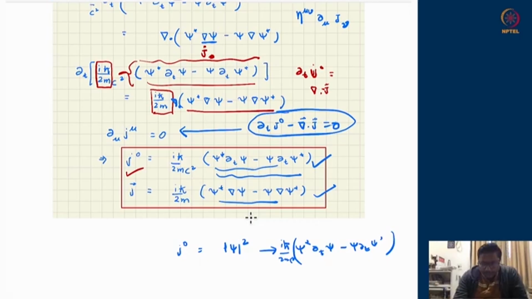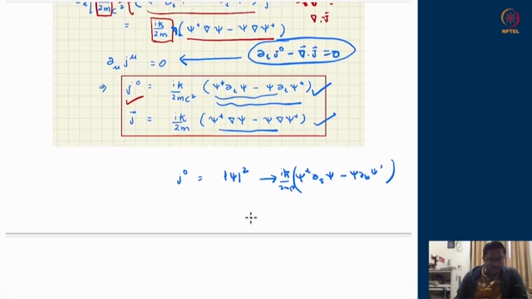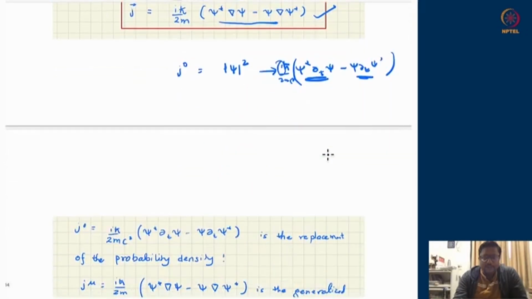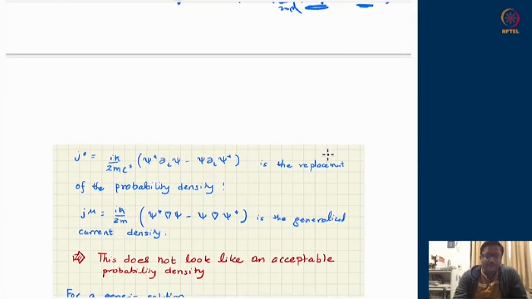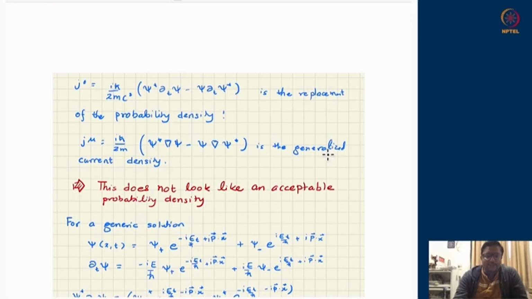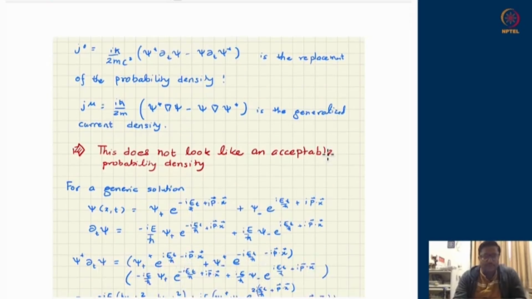Now there is an apparent problem with this. First of all, it is a real quantity because this and this are complex conjugates of each other. Therefore, this iota multiplication makes it real. This is fine. However, the requirement of the probability density is not a very acceptable solution. Okay, why do I say so?